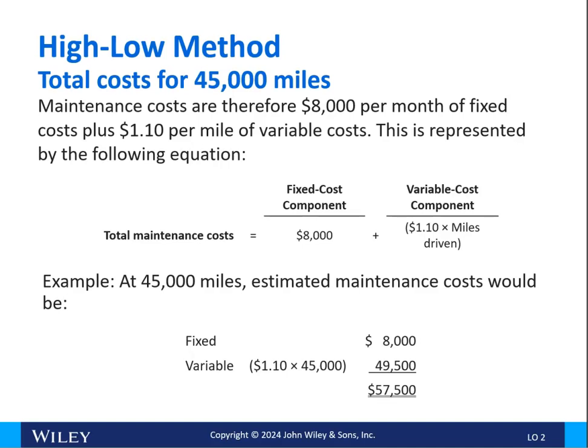And this is represented by the following equation. Total maintenance cost equals $8,000 plus $1.10 times the miles driven, which is the variable component. So then if we drive 45,000 miles in a given month, we could say our maintenance cost should be $57,500. Again, it's $8,000 fixed plus our variable, the number of miles driven times $1.10, 49,500. We add those together to get the 57,500.